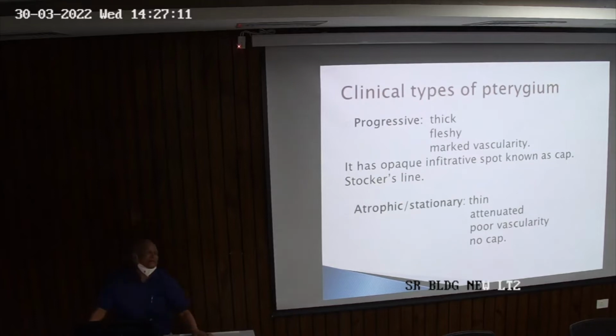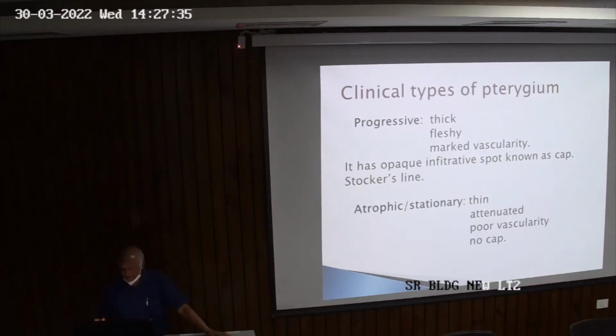Then the clinical types of pterygium. It can be progressive or atrophic, the membranous type. Progressive means thick, fleshy, with marked vascularity. That means the fleshy part we have seen. That is the progressive type, with Stocker's line, and it goes on progressing. Atrophic means the membranous part, which is not going to advance. That is the progressive or atrophic type.